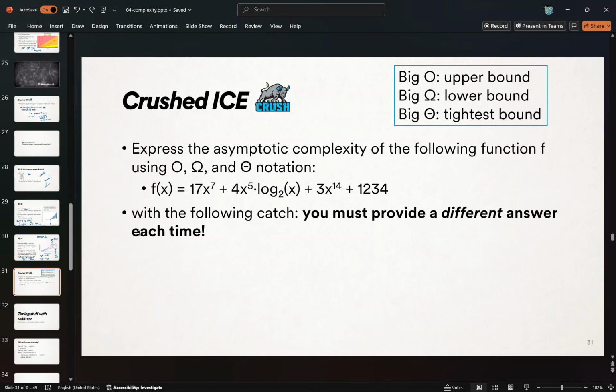But all right, if we play the game, big theta is the tightest possible bound. Which of these is going to grow the fastest? Well, probably not that one. Not that one because I see 14. This one's interesting. You have x twice, so it's really x to the fifth times log base 2 of x. That's the whole thing.